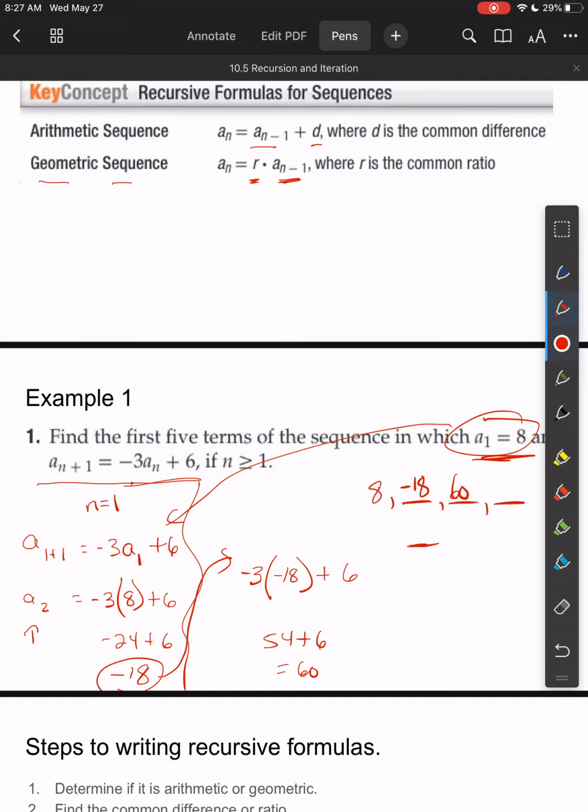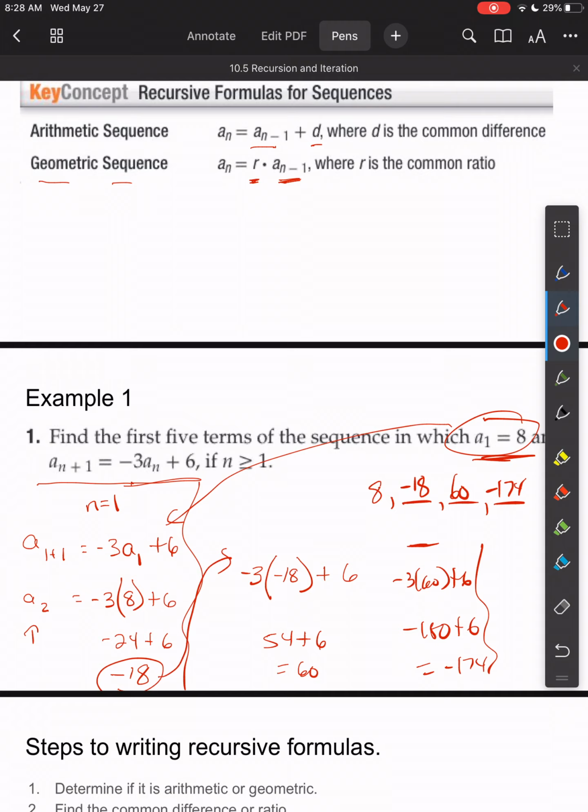Then you would plug that in. So negative 3 times 60 plus 6. Negative 3 times 60 is negative 180, plus 6, which is equal to negative 174. Then you would plug that one in.